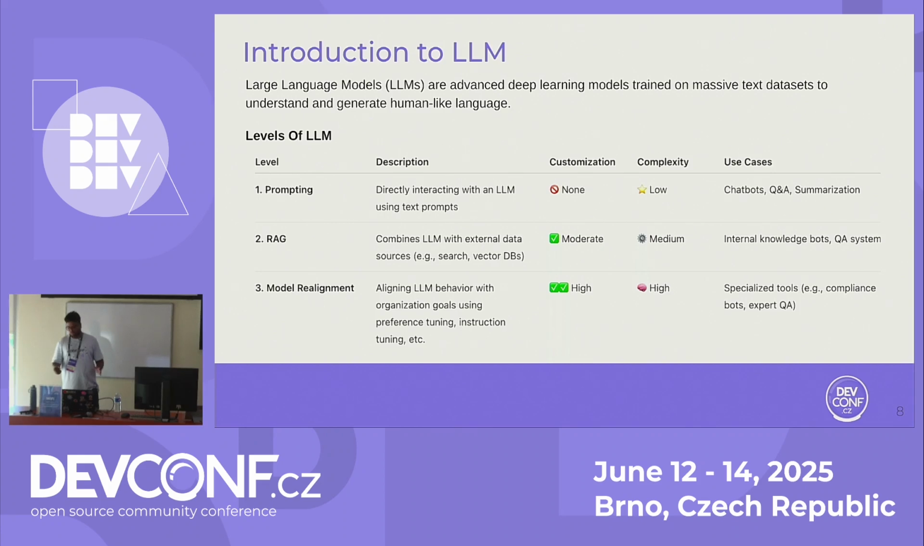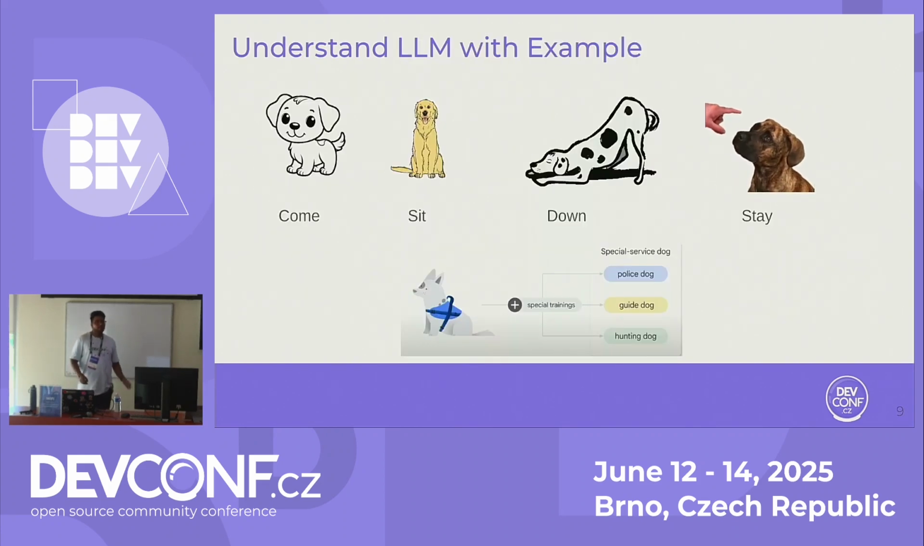It is a very specialized kind of tool. Let's understand the large language model in very layman's terms. If we have a dog, we generally train it in some basic training, like come, sit, down, and stay. But if we want a specialized dog that works as a police dog, army dog, watchman dog, or guide dog, we give it special training. That is referred to as a large language model.